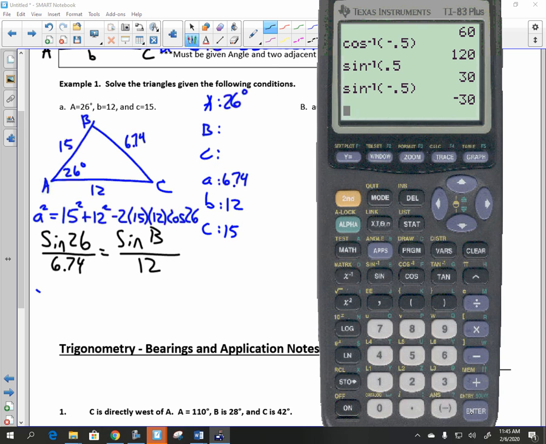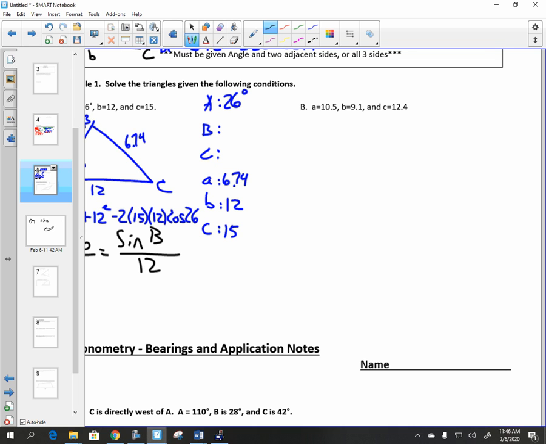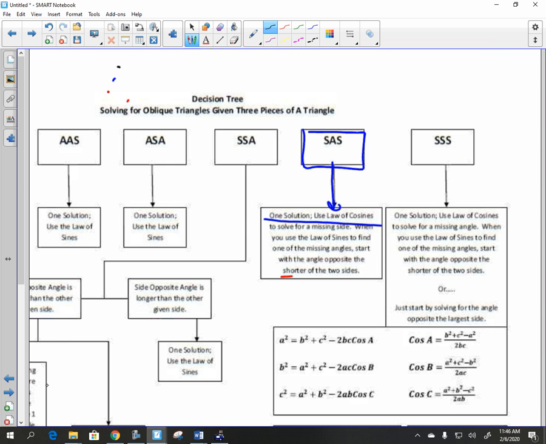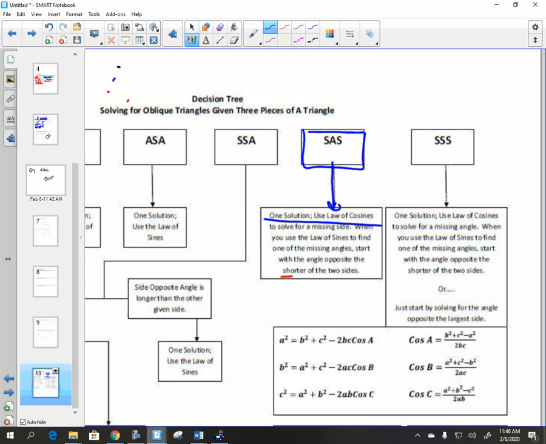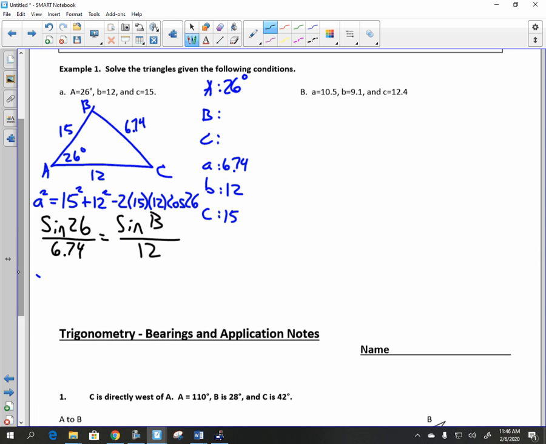Here is what Hannah will rely on. Hannah gets to her test. She sees that this was a side angle side triangle, right? She uses the law of cosines. When you use the law of sines to find the missing angles, start with the angle opposite the shorter of the two sides. So I go to this guy right here, and I check it out, and I see that, do I want to solve for angle B, whose opposite side is 12, or angle C, whose opposite side is 15? I go to the shorter one in this scenario.